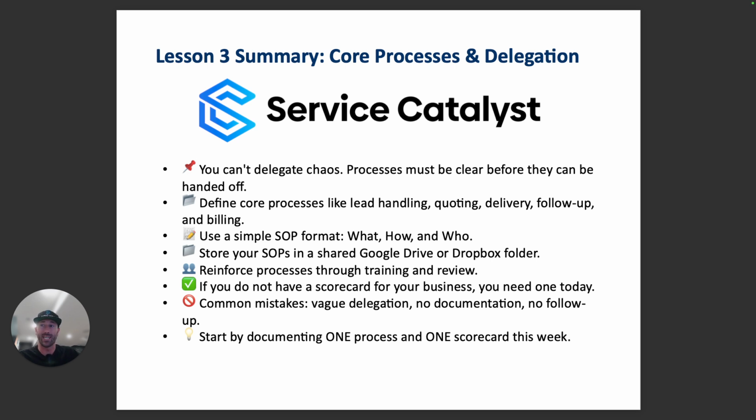The big takeaways from this lesson are to pick one core process and document it this week. Use our template, use our worksheet. Make sure you have a document sharing system in place, Google Drive, Dropbox, whatever it is that you guys use, and then map out a scorecard. What are the 3 to 5 key performance indicators for your business, and how can I quickly and easily track them and review them on a daily or weekly basis?